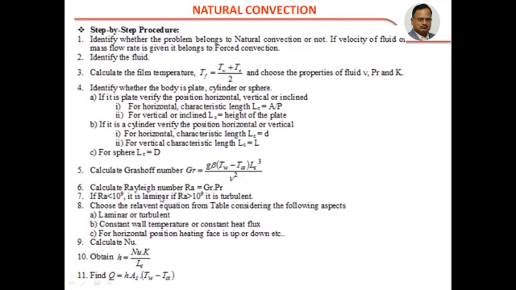Now, after establishing the flow is laminar or turbulent, go to the relevant equation from the table, considering whether it is laminar or turbulent, constant wall temperature or constant heat flux, for horizontal position, heated face up or heated face down, etc. Then calculate Nusselt number. H is equal to Nusselt number into K by Lc, and you will get Q equal to H A into Tw minus T infinity. So that is about the natural convection in an overall manner.